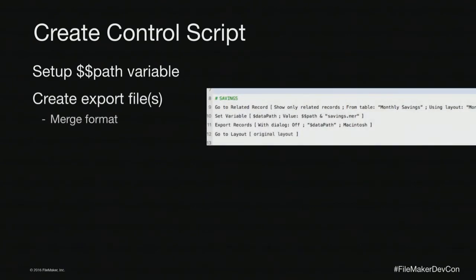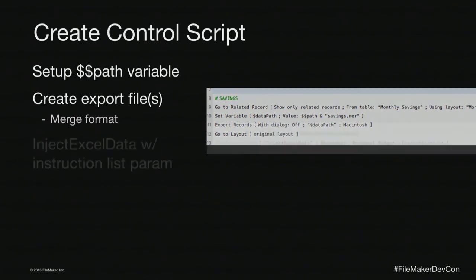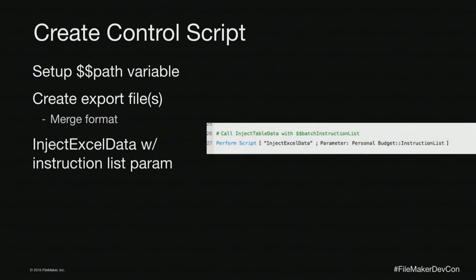Next thing we're going to do, we're going to export records. In my case, it was 3 different tables. You might have 1, you might have 7. But for each one, you have to create a merge file that's going to contain the data you want to inject. And I say merge because we need it to be CSV and we need it to have column headers. Finally, once you've done that and you've got the files you want, you need to call the injector script and pass in as a param an instruction list of what you want it to do. And we're going to talk about the instruction list in just a second.